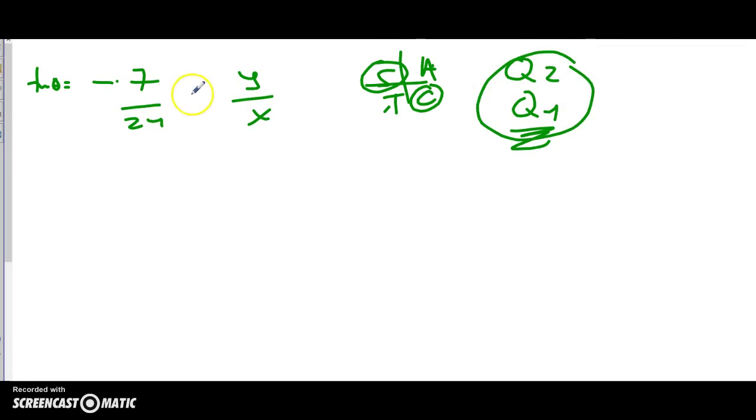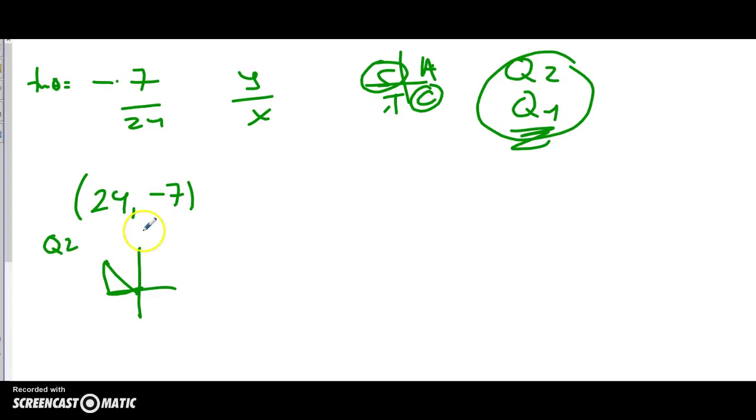Well, tan is equal to y over x. So I have negative 7 over 24. So either y is negative or x is negative, right? If I have a negative fraction, I can make the top negative or the bottom negative. So if I make the top negative, I'm going to have a point of 24 and negative 7. So my y is negative 7, and my x is positive 24. So let's see where that is. That's negative 7, plus 24. So this is my Q2. I end up in quadrant number 2. So I'm over here somewhere. Okay, so that gets me into quadrant 2.